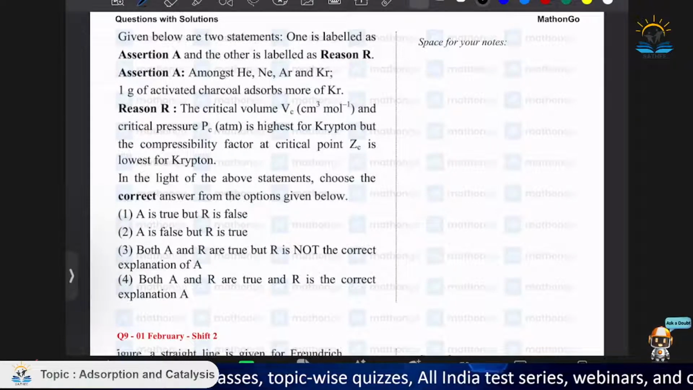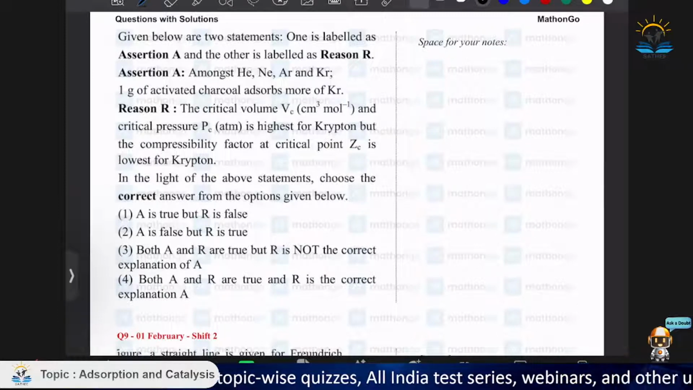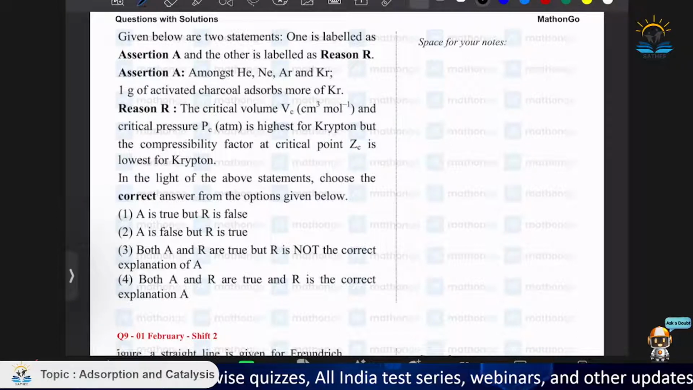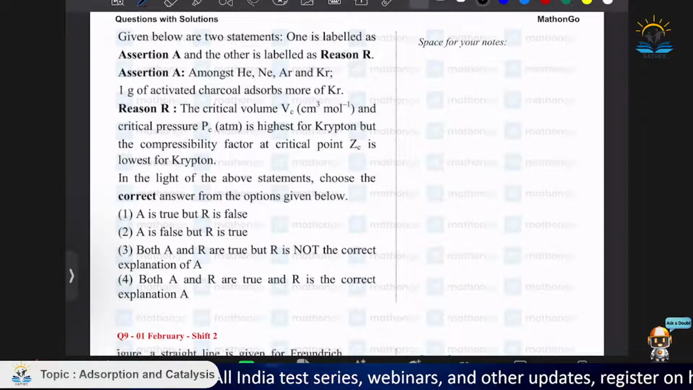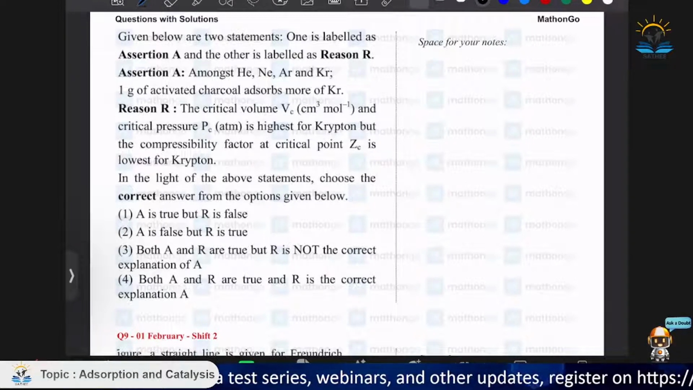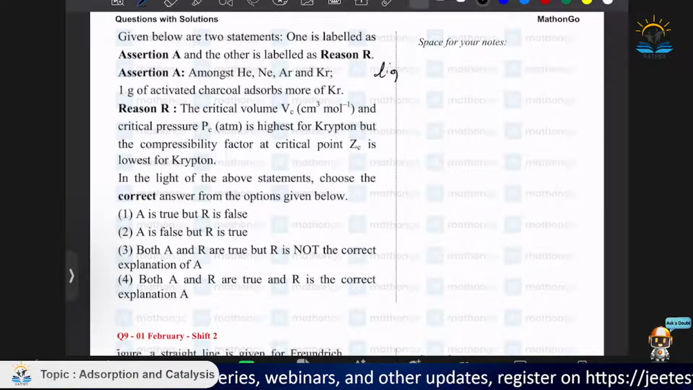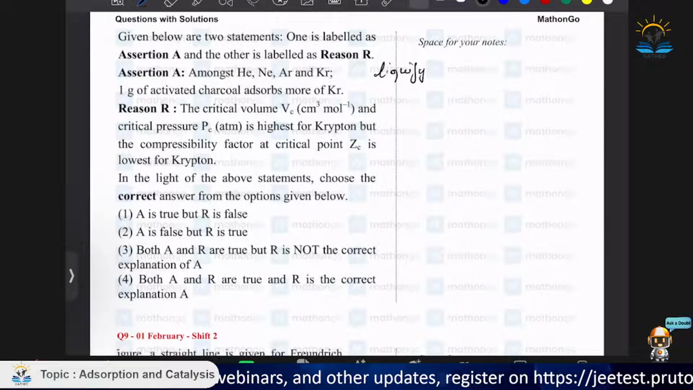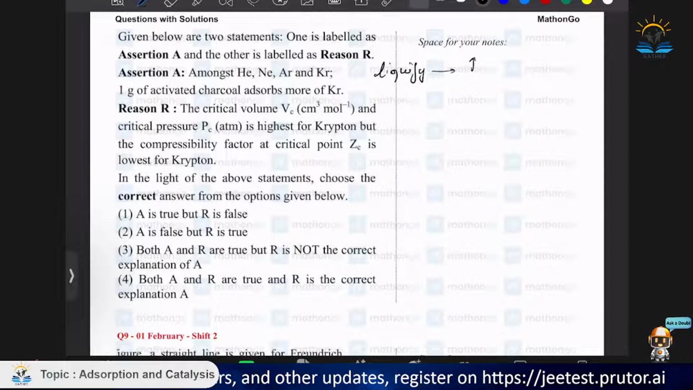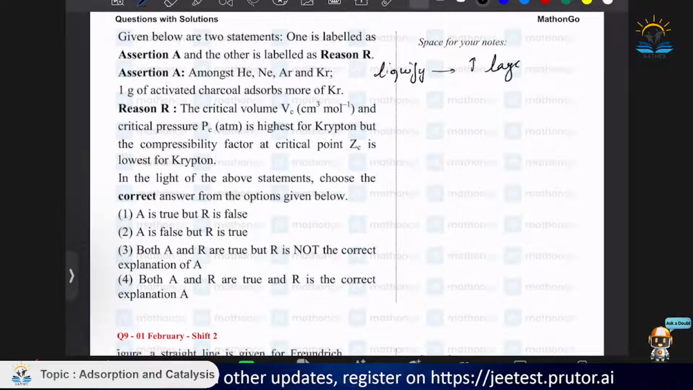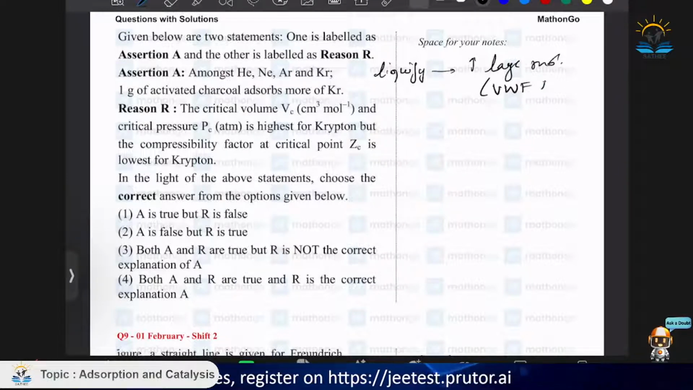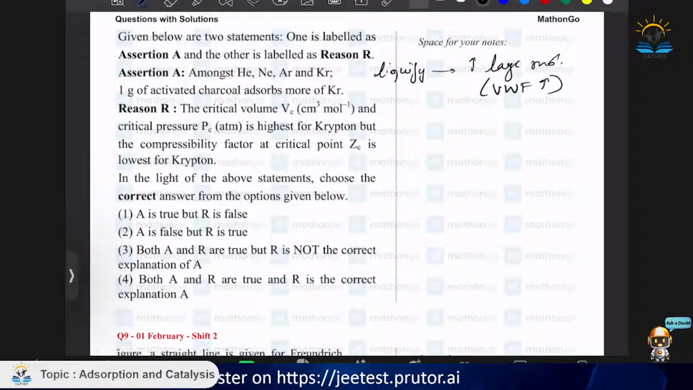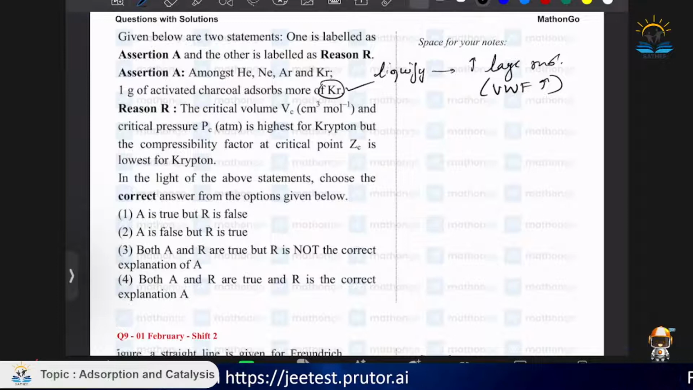Right. Amongst helium, neon, argon, and krypton, 1 gram of activated charcoal adsorbs more of krypton. We can see tendency to liquefy is more in large molecules because of more van der Waals forces. So yeah, krypton is the largest of them. So this assertion is correct.